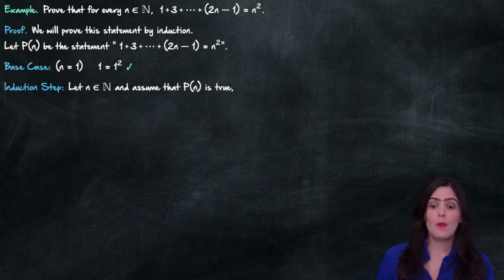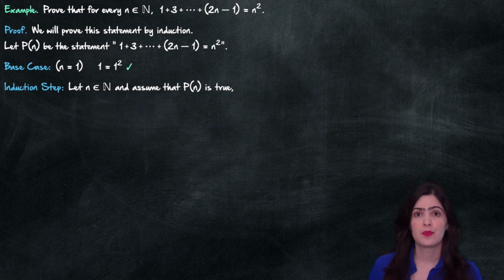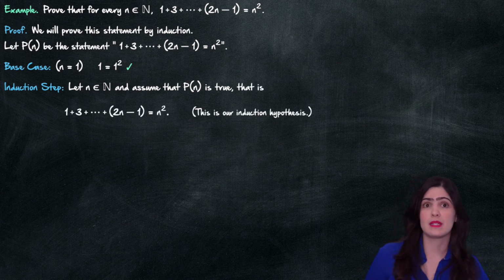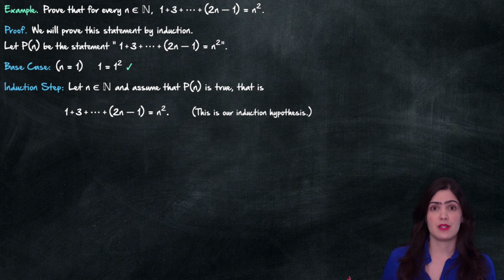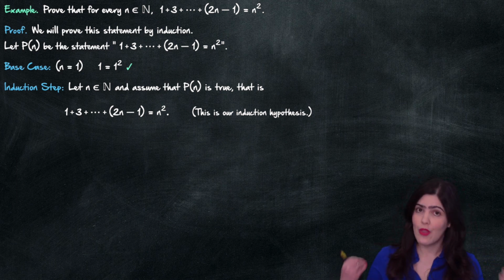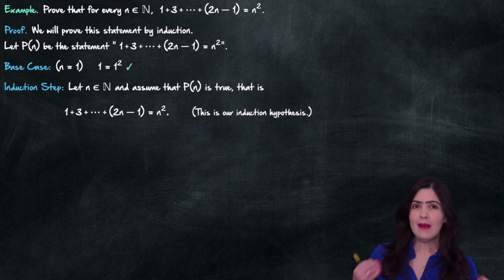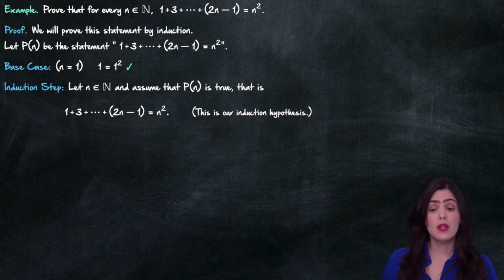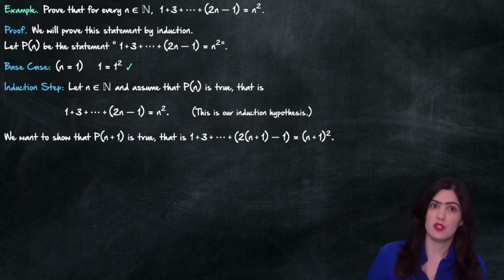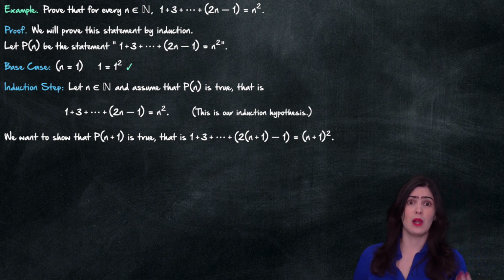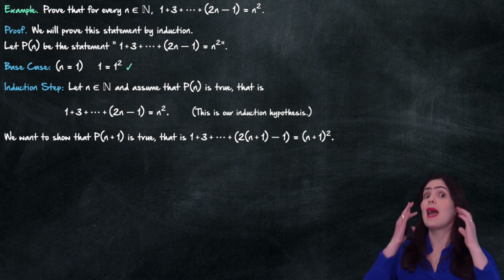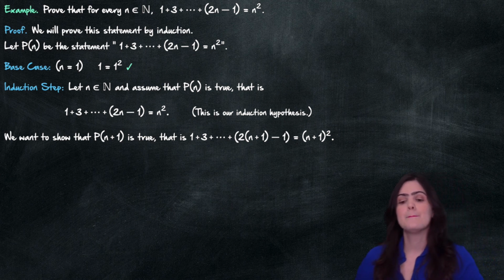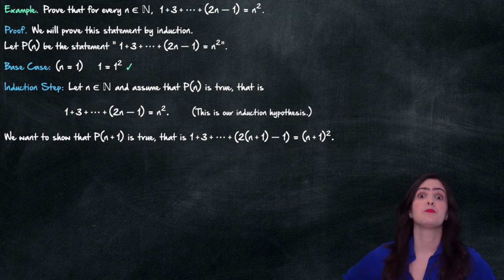And we're going to assume that P of n is true, which is the same as saying that 1 plus 3 plus ... plus 2n minus 1 is equal to n squared. This is what we call our induction hypothesis. We're assuming that P of n is true. That is our induction hypothesis. And now, under the assumption that P of n is true, we want to show that P of n plus 1 is true, which is the same as saying 1 plus 3 plus ... plus 2 times (n plus 1) minus 1 is equal to (n plus 1) squared.